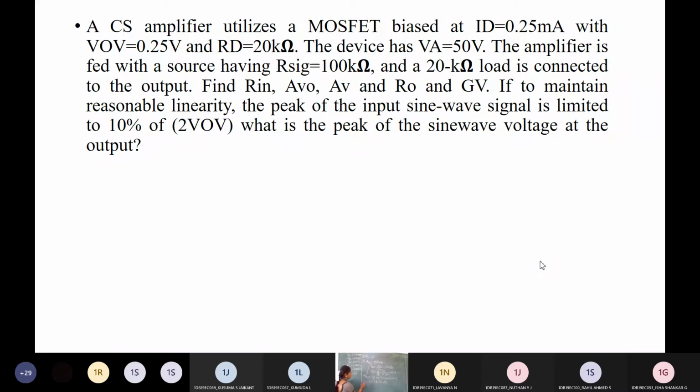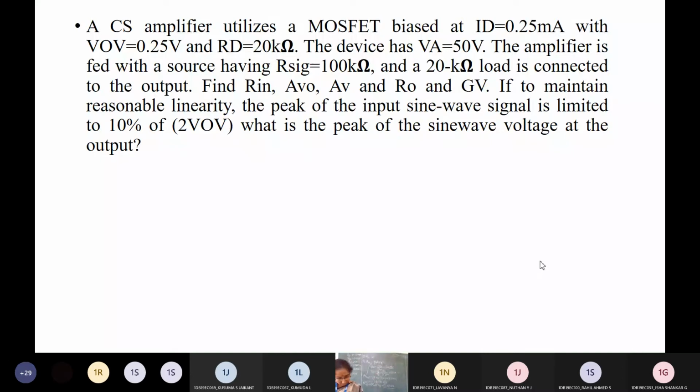Okay, so next we'll find out output resistance, RD parallel r0. How much will you get? You've already calculated, 20K parallel 200K. It is 18.18 kilo ohms. Yes, 18.18 kilo ohms.